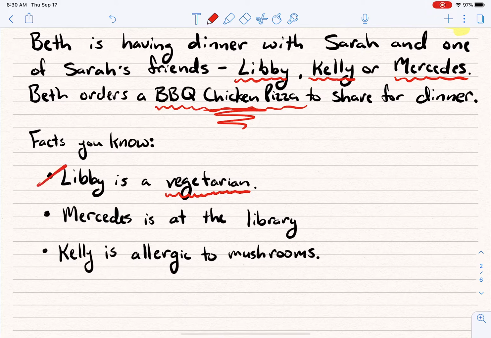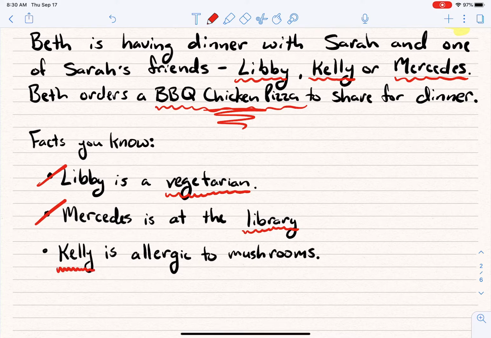And so we know that one can't be right. Then we look at the second one. It says Mercedes is at the library. Well, if she's at the library, certainly she's not at dinner. And you might say, well, maybe she's coming to dinner later. Well, that's not what we're talking about. We're saying who's coming to dinner right now. And so if Mercedes is at the library, she ain't coming to dinner. So we can rule that one out. So by process of elimination, we get Kelly.